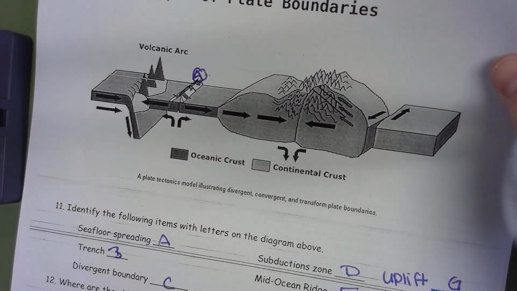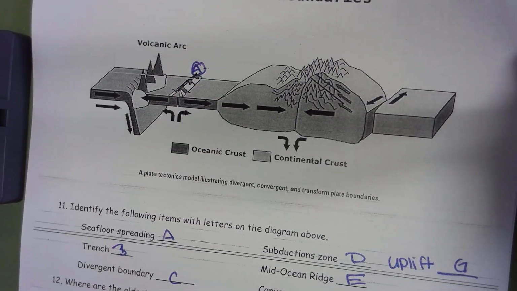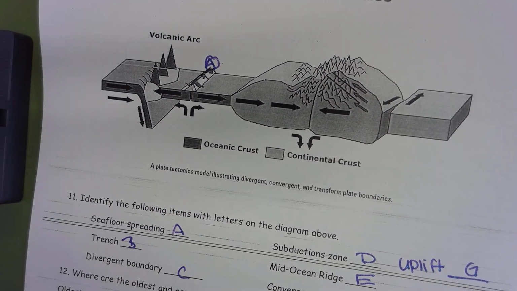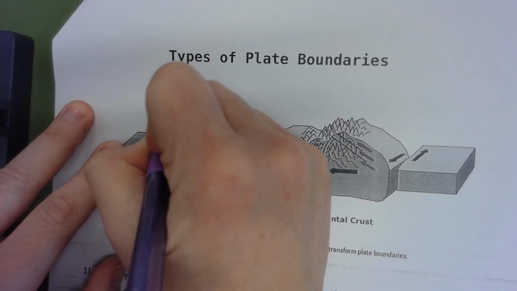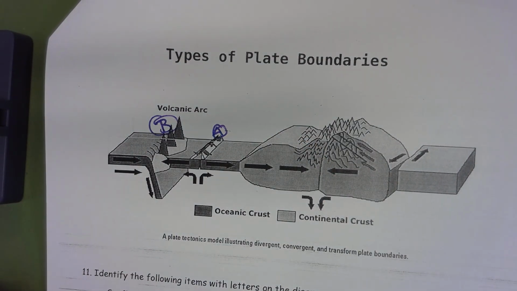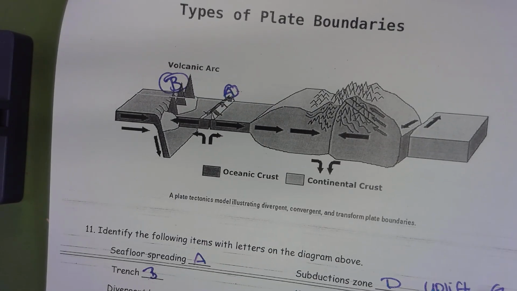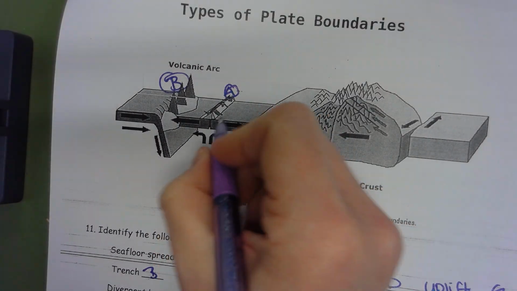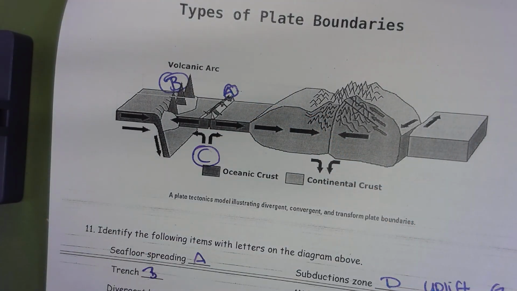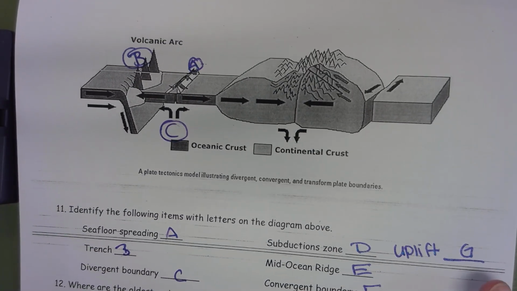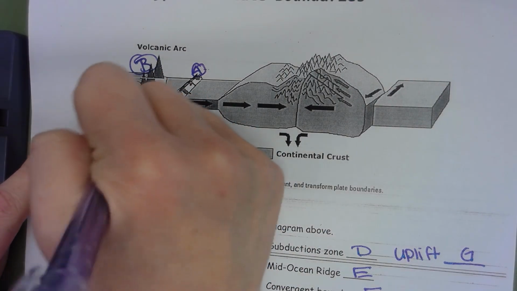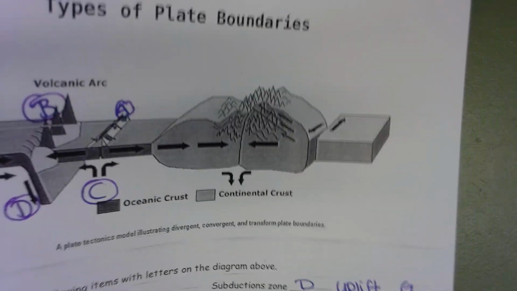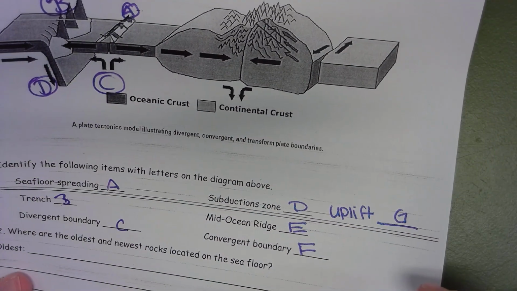This location is A. My next location, B, would be a trench, and trenches only happen at convergent boundaries. This area here is going to be a trench. For C, a divergent boundary is plates that are going in opposite directions, and that can only be happening here. For D, a subduction zone, that's an area where a plate has to be going under another plate. That's happening here.